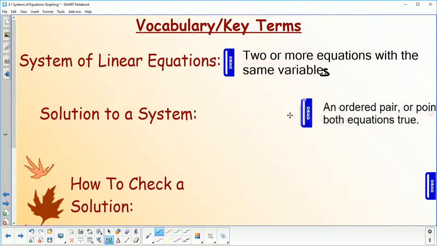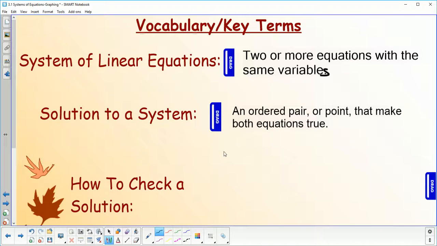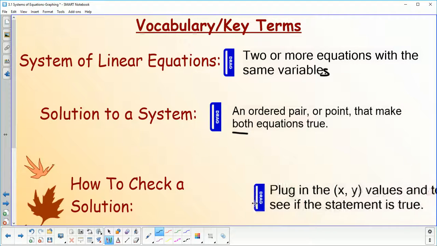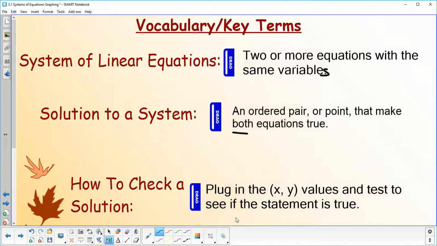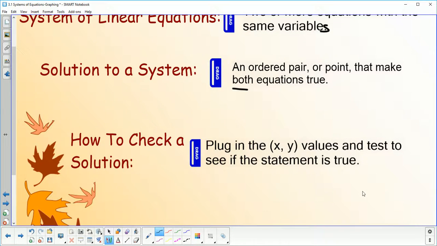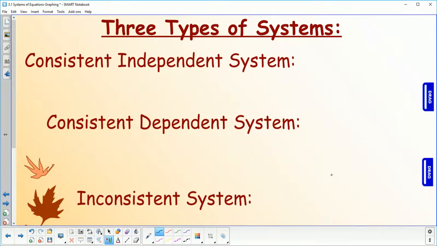The solution to a system is going to be an ordered pair or a point, so like an x and a y value, that make, and here is the key, both equations true. So if it makes one equation true, you've not necessarily found the solution. You need to make sure that it makes both equations true. And in order to check that, so here's our first objective, we're just going to plug in, or a better word would be substitute, the x and y values and test to see if the statement is true. And as a reminder, don't forget, that needs to be both equations. Okay, so we're going to test that in both equations.